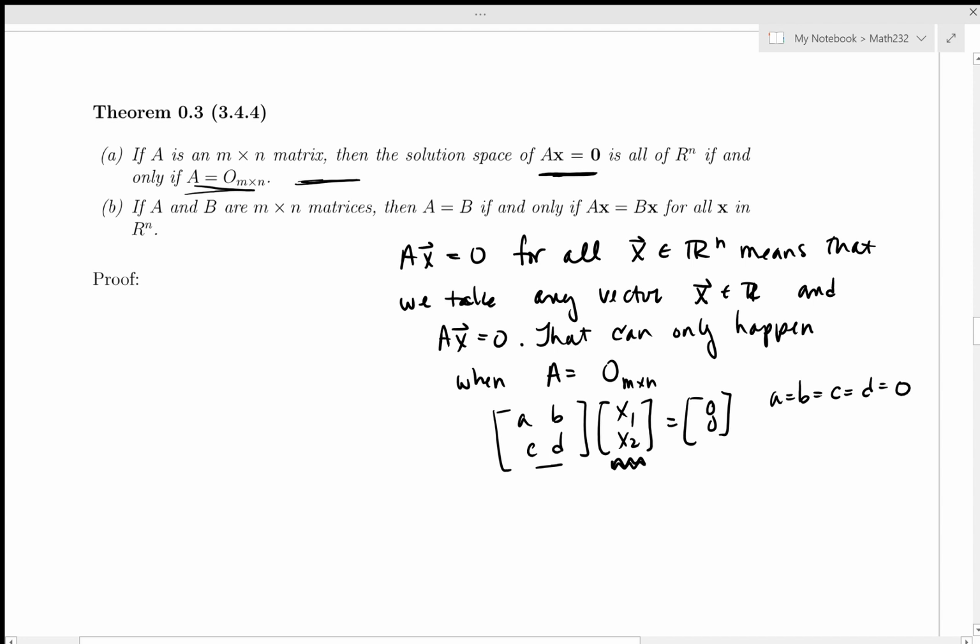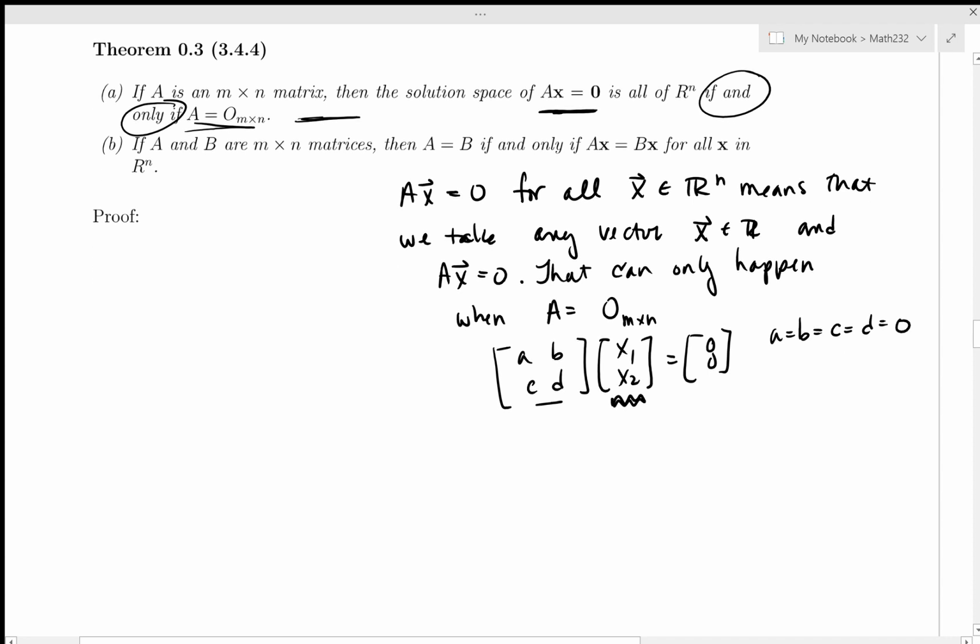Okay. So we will do the proof of part A now. So we're going to do part A, and it's an if and only if proof. Again, if and only if, which means we have to show it in both directions. So we'll start out with A, and we're going to go in this direction, and we're going to assume that A consists of all zeros.